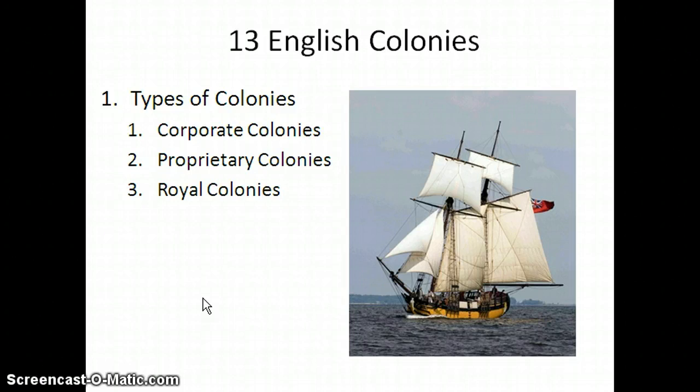Our flip video is the 13 English colonies. There were 3 types of colonies: corporate colonies, proprietary colonies, and royal colonies. Corporate colonies were owned by companies like joint stock companies. Proprietary colonies were owned by individuals such as William Penn, who founded Pennsylvania. And royal colonies were started by the king himself, who sent royal governors to govern the colonies. By the start of the American Revolution, all colonies had been royal colonies.